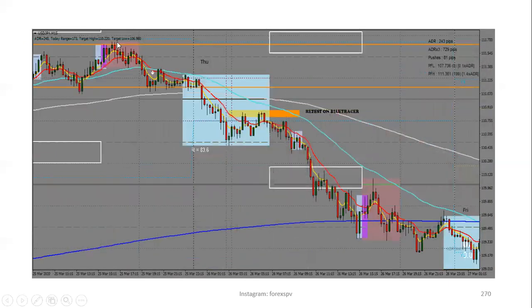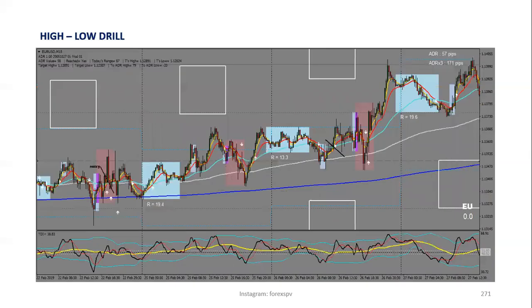And we have moments like this when the Bluetracer has been broken, and then we have a retest. So this is like a break and a retest of a support area, or a break and a retest of a resistance area. So basically, when the market retests it, you find your entry there. So along a market maker trend, a break and a retest of a Bluetracer gives us an entry.